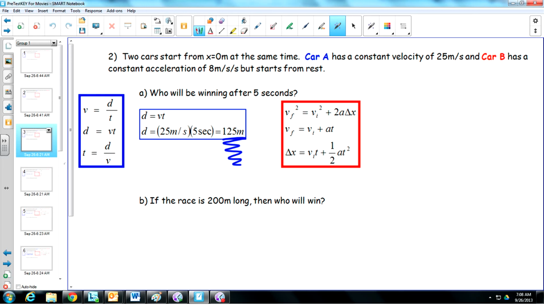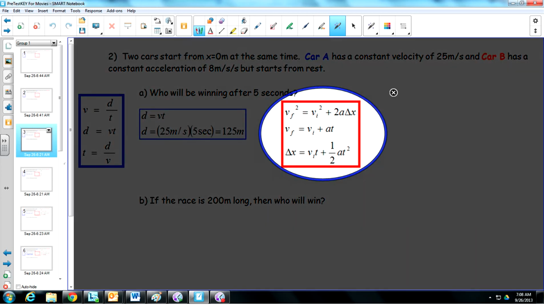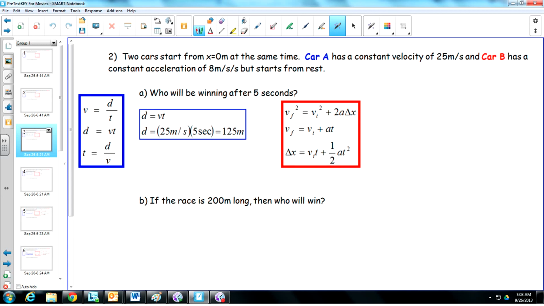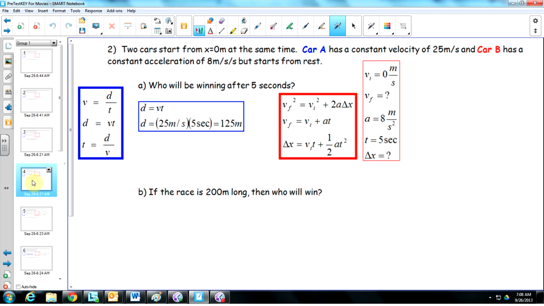On the other hand, we've got a little harder situation for car B. Car B started from rest. It has this acceleration of 8 meters per second squared, and we know that we want to use this set of equations to solve it. So what we're going to do is organize what we know, which is very helpful. We notice that the initial velocity is 0. We know that because it started from rest.